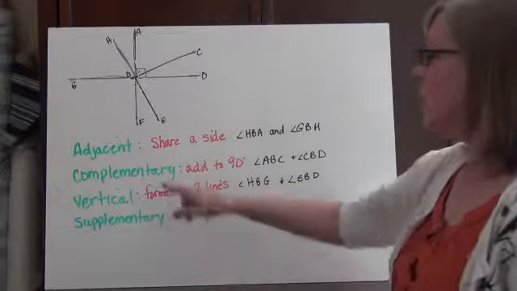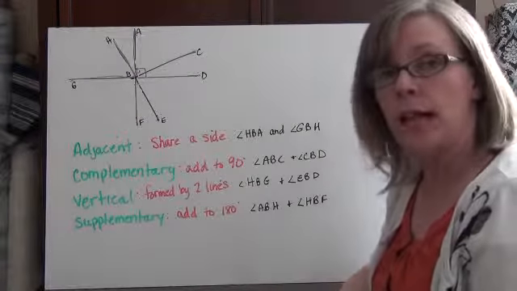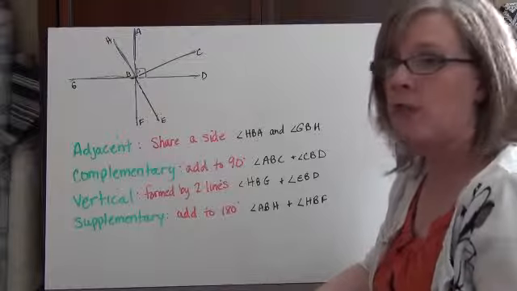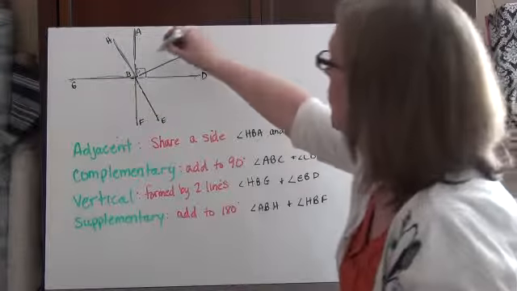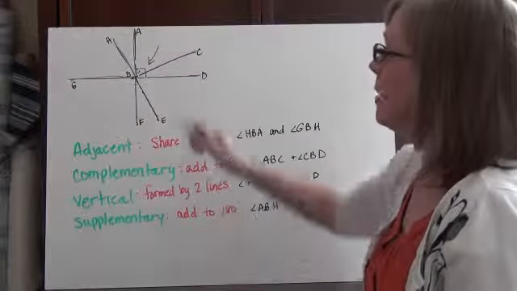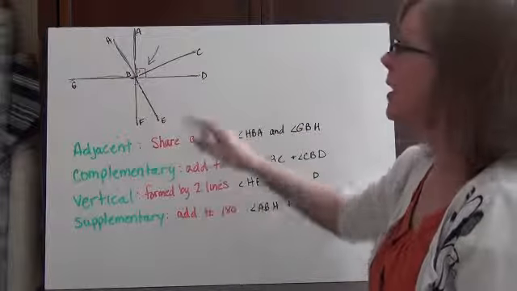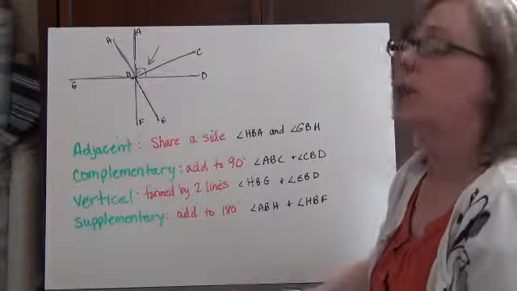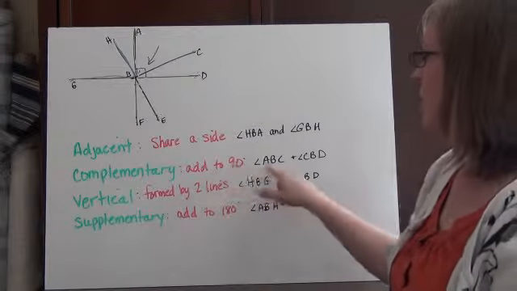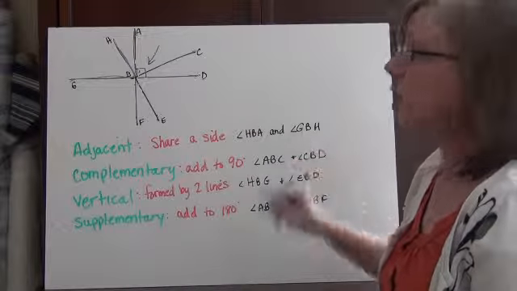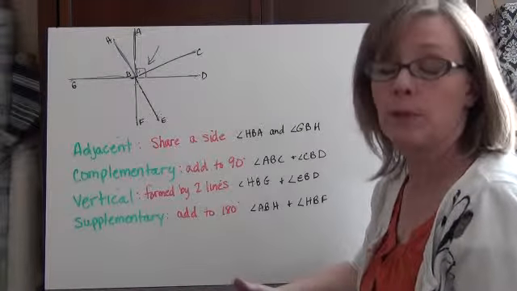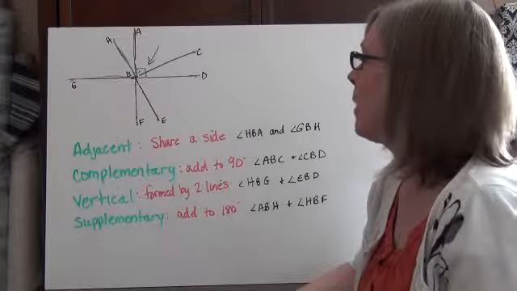Okay? Complementary angles add up to 90 degrees. So in this case, you're looking for a little right angle mark. And I see one right here. That tells me, since it's stretching over two angles, that this angle plus this angle equals 90 degrees. And I wrote that down. ABC and CBD are 90 degree complementary angles, excuse me.